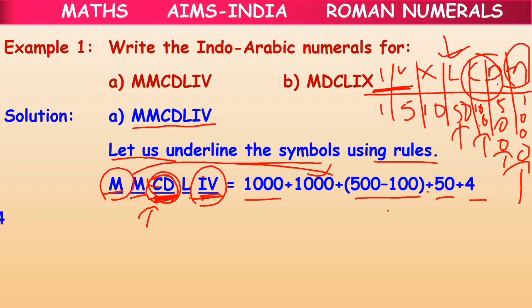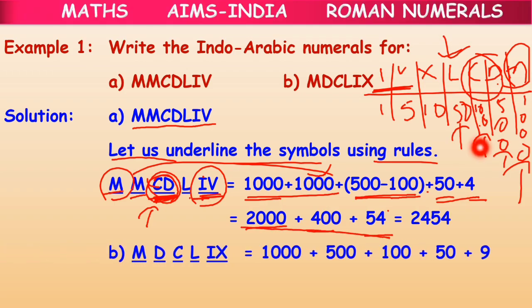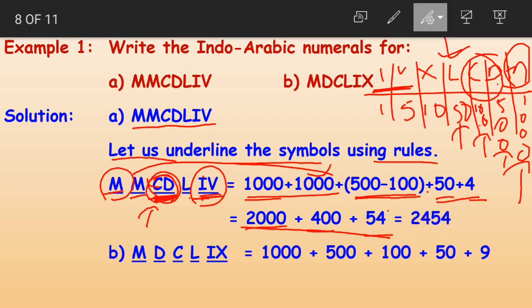5 minus 1, 4. Now in the next step what we did is 1000 plus 1000 becomes 2000. 500 minus 100 becomes 400. 50 plus 4 becomes 54. And when we add all these numbers together, we get the answer as 2454. Clear children? What did we get?